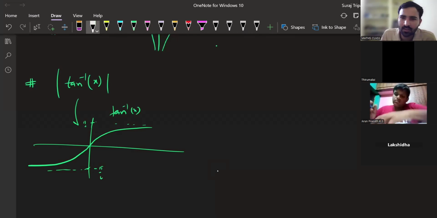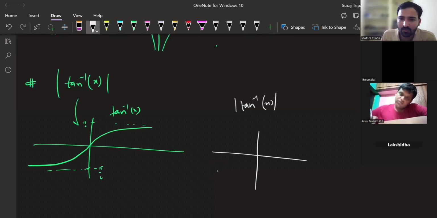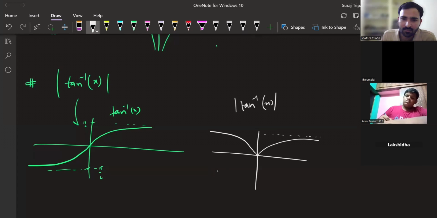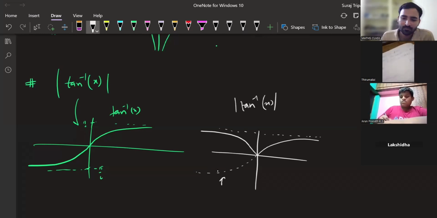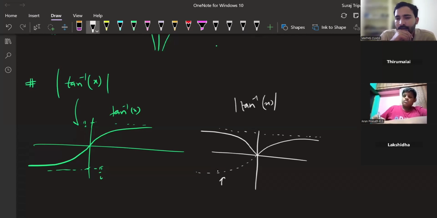Now we need to draw the graph of mod of tan inverse x. So it will be like this. Whatever graph is present below the x-axis, you have to reflect along the x-axis. Previously the graph was like this. I've just taken the reflection of this lower graph like this.